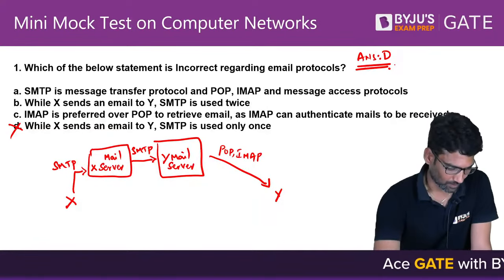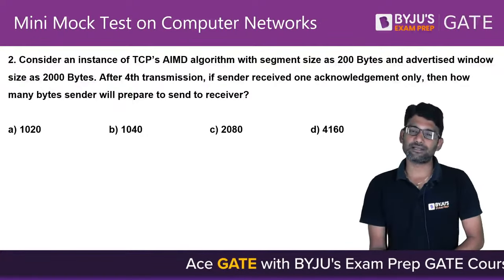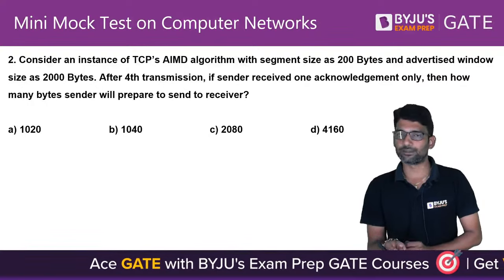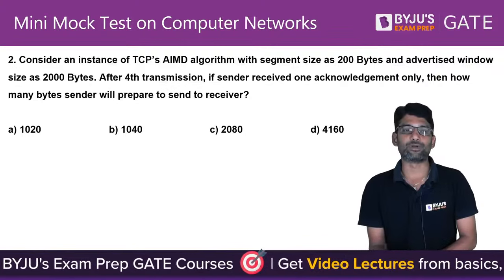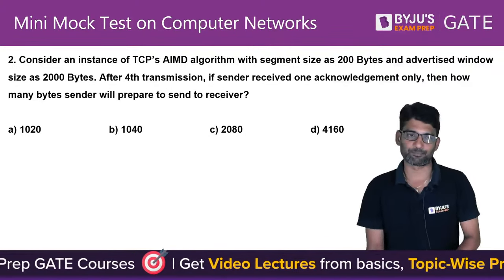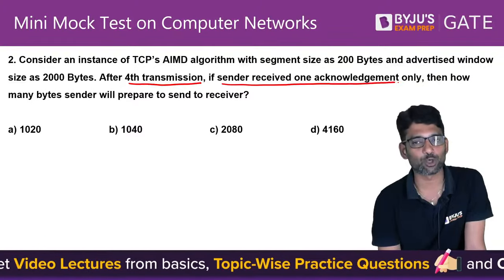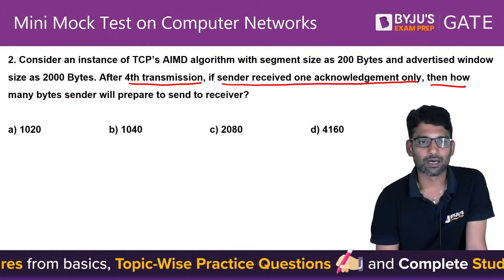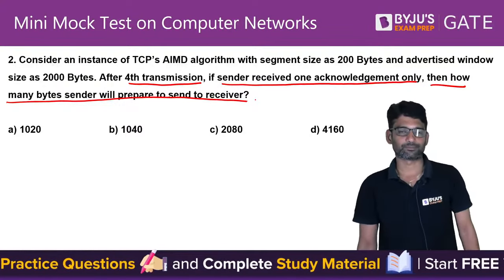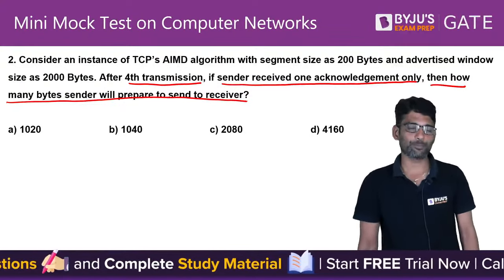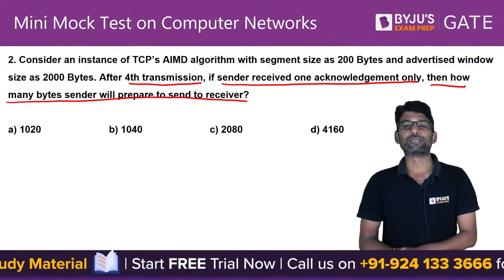Okay. Question number 2. Consider an instance of TCP's AIMD algorithm with segment size as 200 bytes and advertised window size as 2000 bytes. After the fourth transmission, if the sender received one acknowledgement only, then how many bytes will the sender prepare to send to the receiver? Options: 1020, 1040, 2080, 4160.